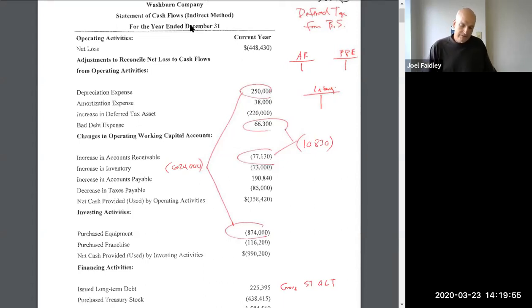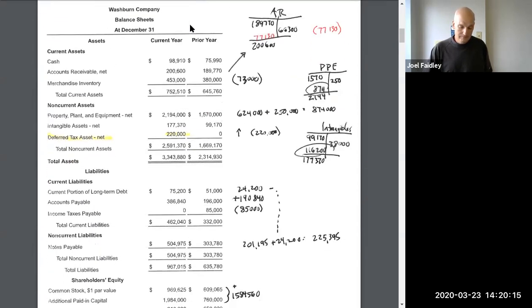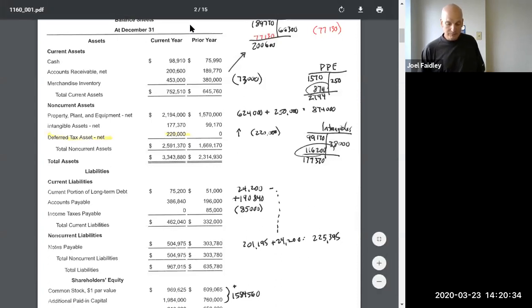All right, what's next? Equipment. And I'm going to do the same thing with this equipment that I did with accounts receivable. The same algorithm. What goes through your mind when you're working this. 624,000 is the change in my property, plant, and equipment year over year. That's how much it went up. There it is. 1570 to 2194 is 624,000. I've got to explain that 624,000. But part of that is depreciation expense. So depreciation was 250, right?